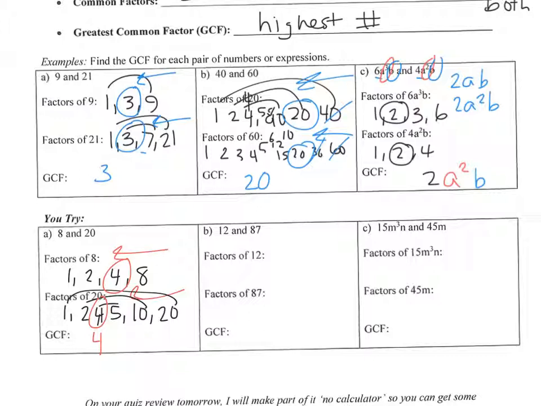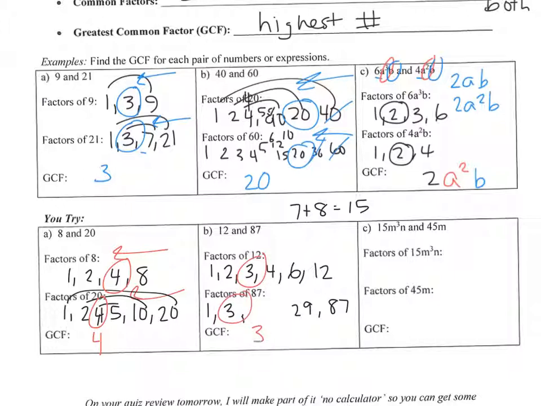Now let's do 12 and 87. So 1, 2, 3, 4, 6, 12. 87 is 1, and I know it's not divisible by 2 because it's not even. Now let's try 3. 7 plus 8 is 15, and that's divisible by 3. So if I do 87 divided by 3, I get 29. Okay, then 4, no, 5, 6, 7, 8, 9, 10. Actually, that's it. So the greatest common factor is 3.